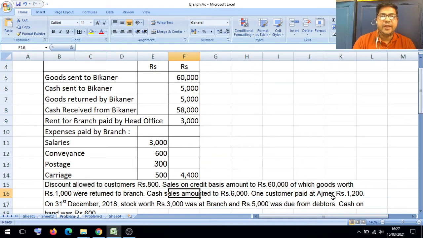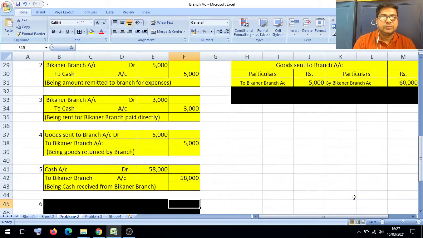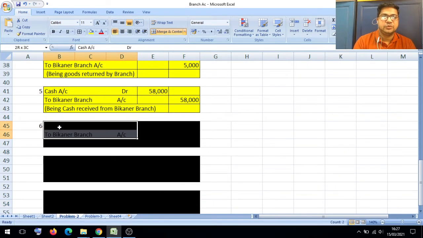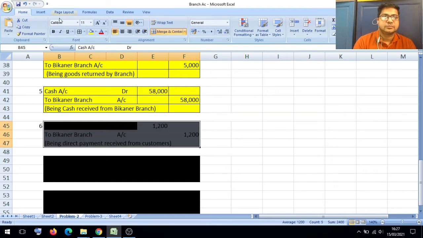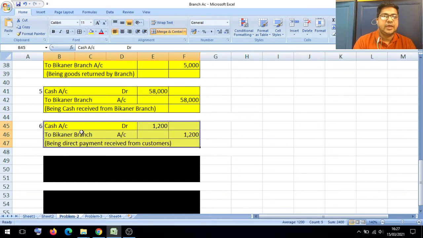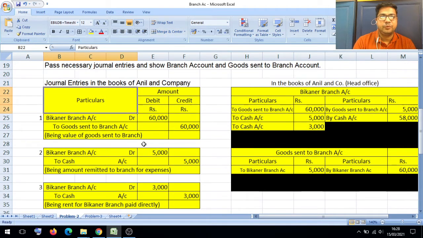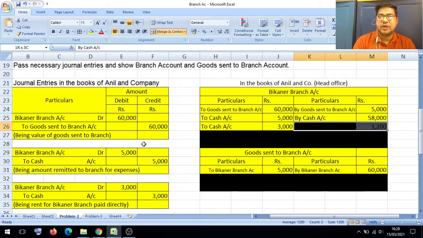One customer paid at Ajmer 1,200. So this amount received from customer we should write. The entry will be cash account debit to Bikaner branch account, being direct payment received from customer. This entry we have to post to Bikaner branch account ledger, credit side by cash account.